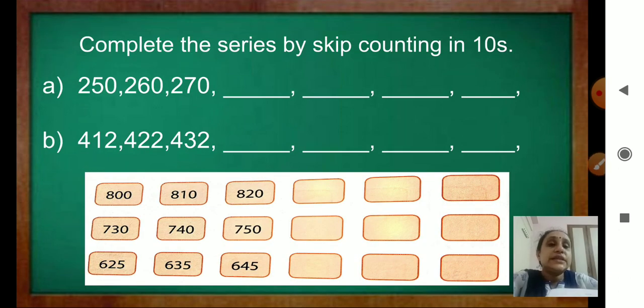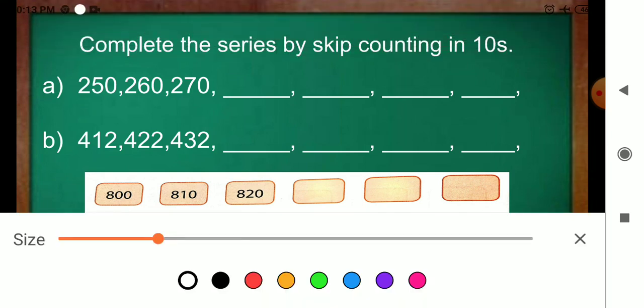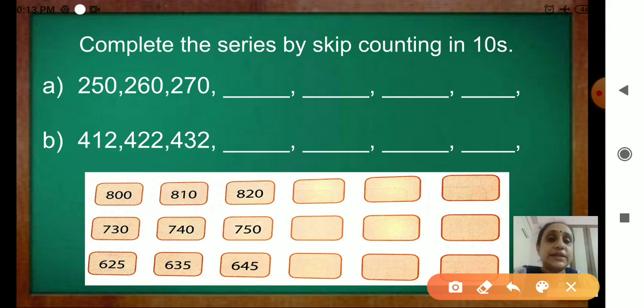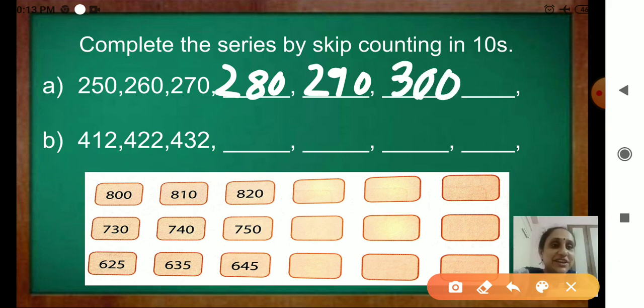Complete the series by skip counting in tens. 250, 260, 270. So start writing 280, 290. Then after 290, what you will write? Yes, you will write 300. Then 310.